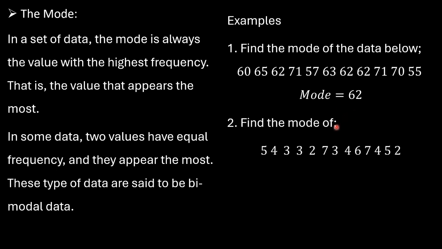Now, we have another example. We have to find the mode of this data. Now, if we look at the data, we have 3 appearing three times, 1, 2, 3, and 4 also appearing three times, 1, 2, 3. All other values appear less than three times. Therefore, the mode of this data is 3 and 4. Therefore, this kind of data is said to be bimodal.